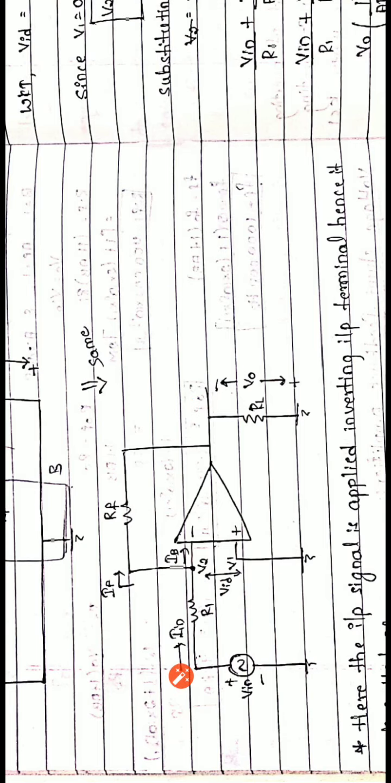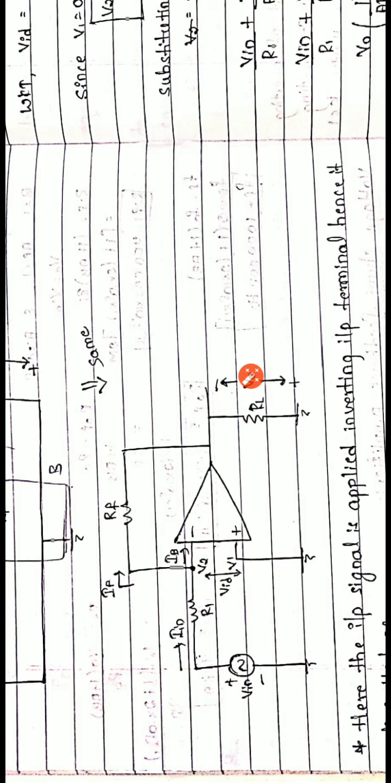Fourth, Iin is the current which is generated by the Vin voltage, which is split into If, that is the feedback current, and Ib, the input current. Fifth, we know that the op-amp has high input resistance, therefore the base current Ib, or the input current Ib of an op-amp, is always 0. Last, the output voltage V0 is measured across the load resistance RL. So this is the explanation of the inverting operational amplifier.